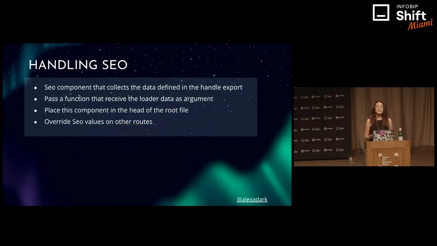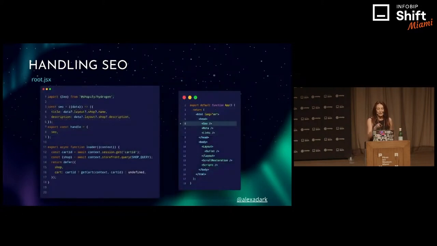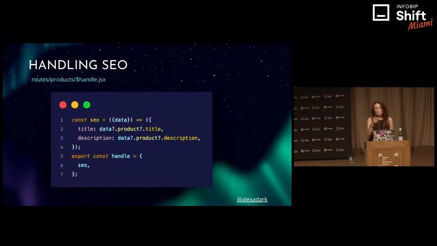So how to handle SEO in Hydrogen? Hydrogen offers an SEO component that collects the data defined in the handle export here. And we can create a function and pass the data from our loader as arguments. So here in the root file, we take the shop name as title and the shop description as meta description. Then we place this component in the head of our root. And in other routes, we can overwrite it.